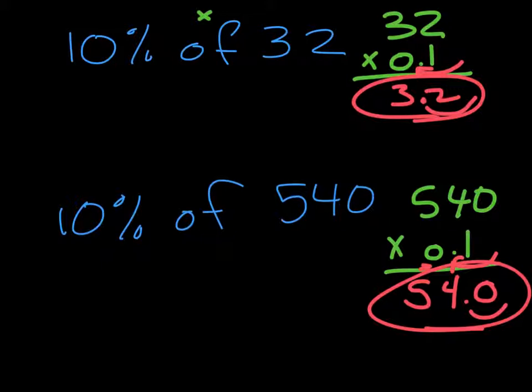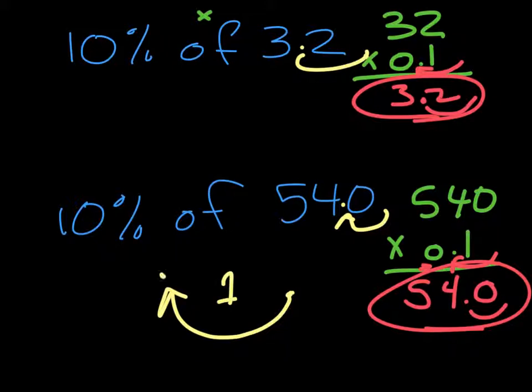The problem is, though, since it's 1/10, I'm going to need to always just move my decimal point over one place. So at the beginning, I could have said, well, 10% of 540, bam, 54. 10% of 32, bam, 3.2. So it's that easy, guys. 10% of a number, all we need to do is move our decimal point one place to the left. And then we've got 10%.